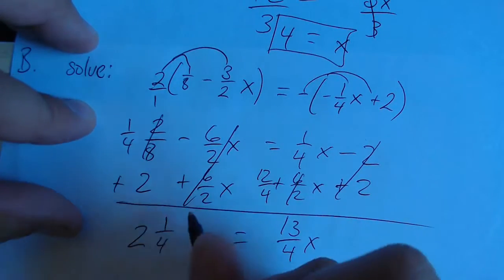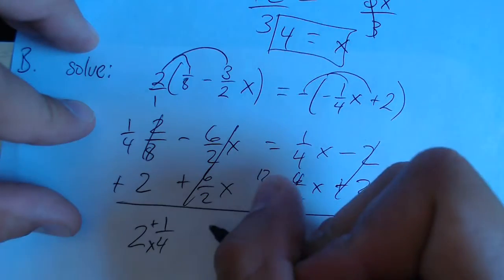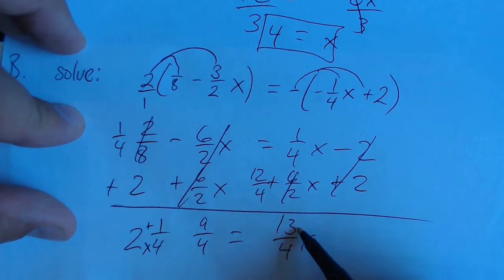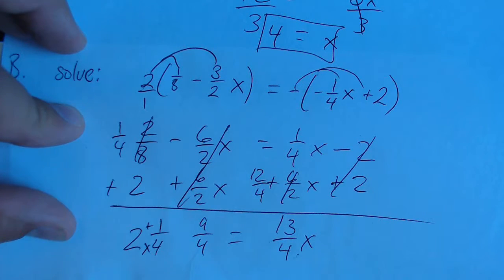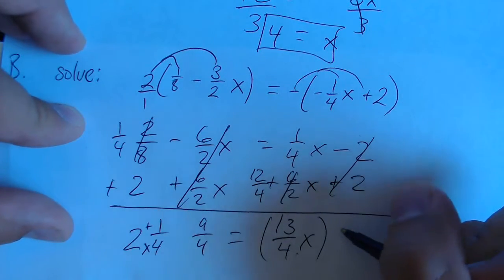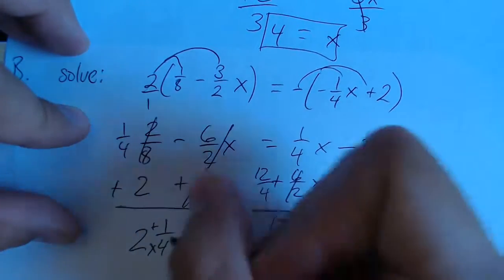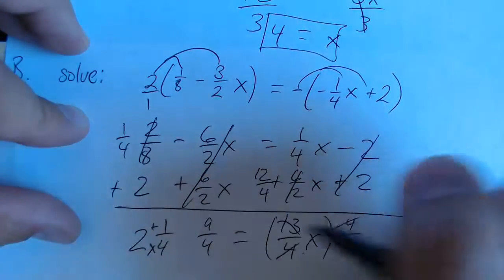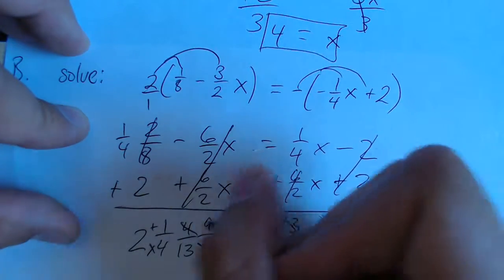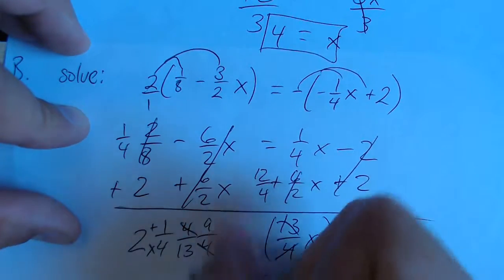From here, I'm going to turn 2 1/4 into an improper fraction by multiplying and adding. So 4 times 2 is 8, plus 1 is 9. So we have 9 over 4 equals 13 over 4x. Last, I need to get rid of this coefficient of 13 over 4. I do that by multiplying by the reciprocal, 4 over 13. The 4's will cross cancel, the 13's cross cancel. I did it to one side, so I do it to the other. I multiply this side by 4 over 13. Again, the 4's cross cancel, and then we're just left with 9 over 13 equals x.